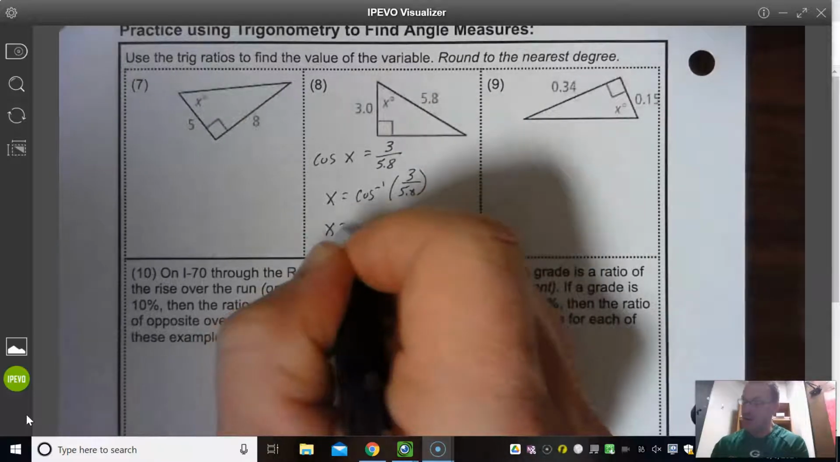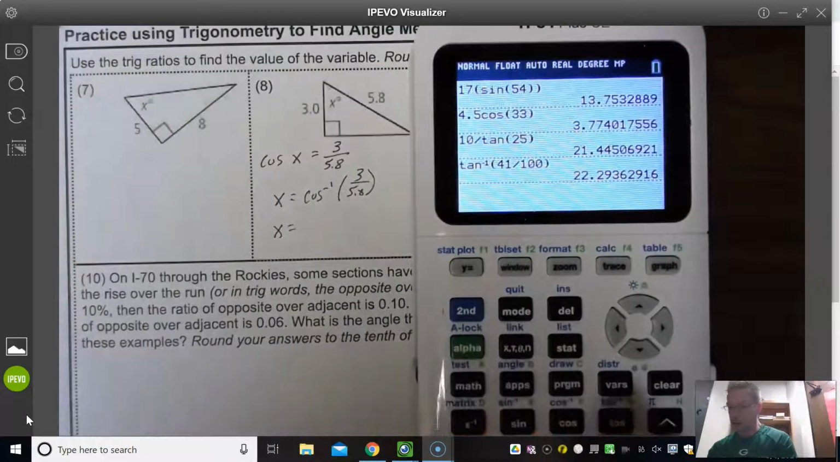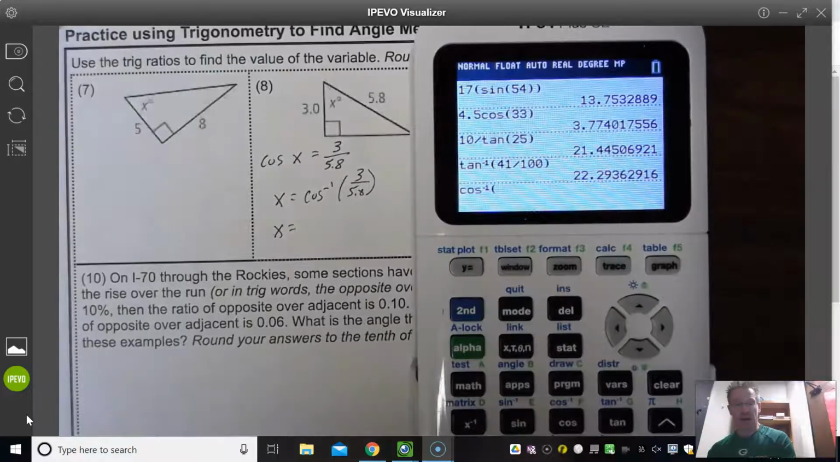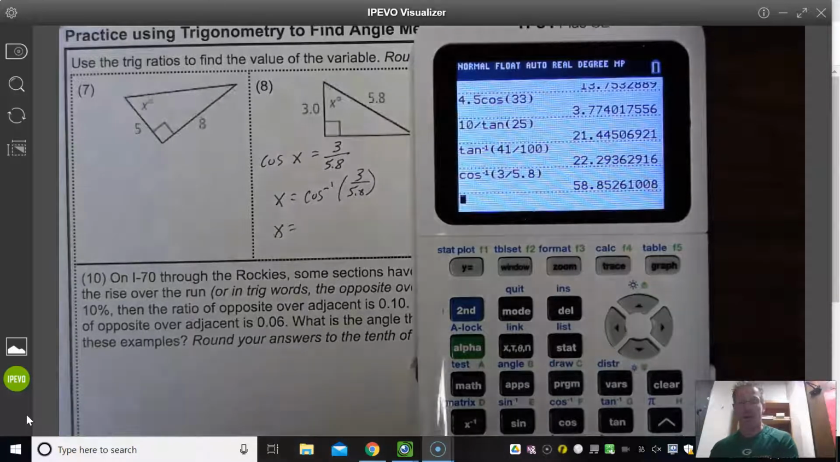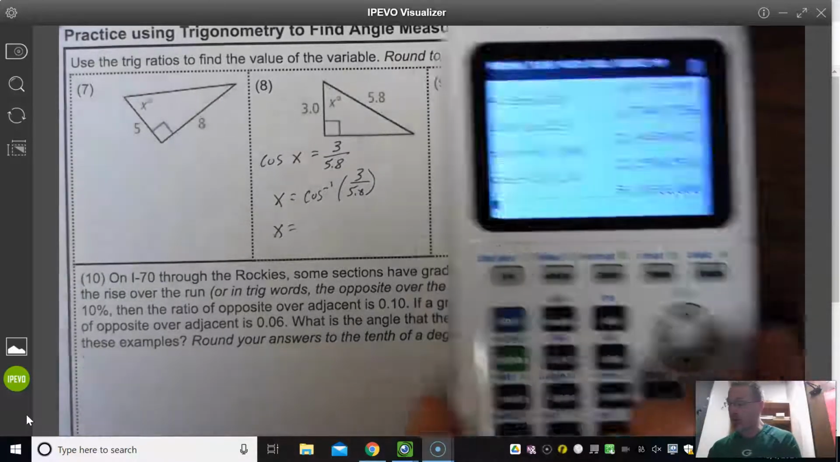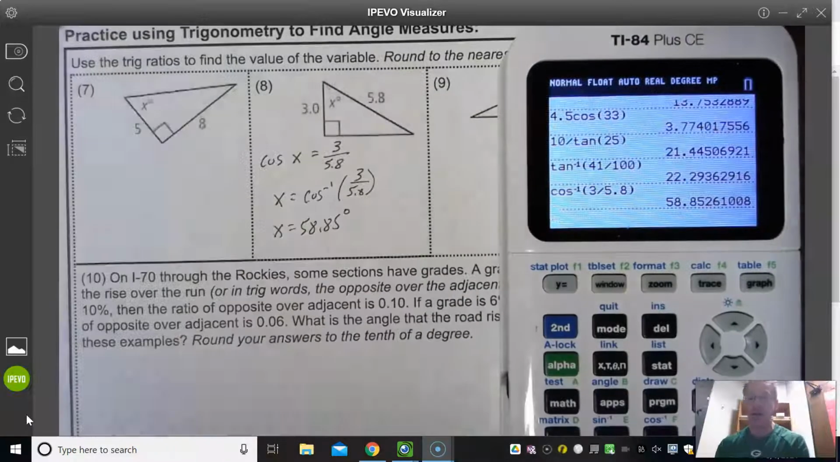And the nice thing, once again, is you can just type that directly into your calculator. So second cosine inverse, and then I can just type 3 divided by 5.8. The nice thing about that is there's no rounding involved. You're going to get a better, more exact answer. And we can see that that's 58.85. And remember, we're solving for an angle, so that is degrees.